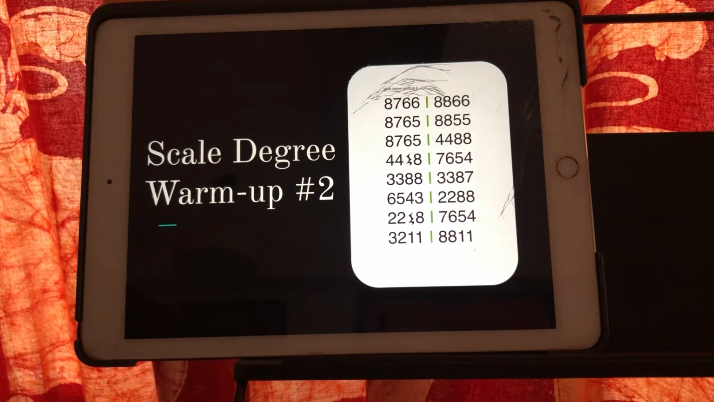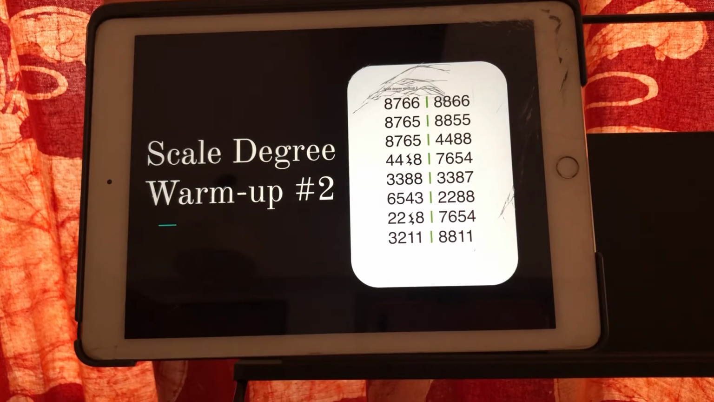Ready, go. 8, 7, 6, 8, 6, 8, 7, 6, 5, 8, 5, 8, 7, 6, 5, 4, 8, 4, 8, 7, 6, 5, 4, 3, 8, 3, 8, 7, 6, 5, 4, 3, 2, 8, 2, 8, 7, 6, 5, 4, 3, 2, 1, 8, 1.